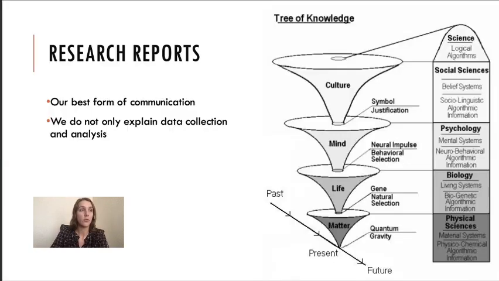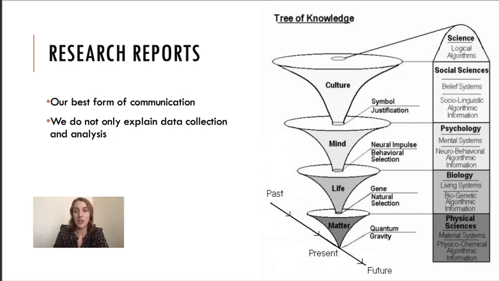So research reports are done so scientists can communicate with each other. We try to communicate in a uniform way so that it's easy to sort through the information that is out there. So a research report is more than just explaining data, all right? A research report tries to explain what the information you have contributes to our greater knowledge.